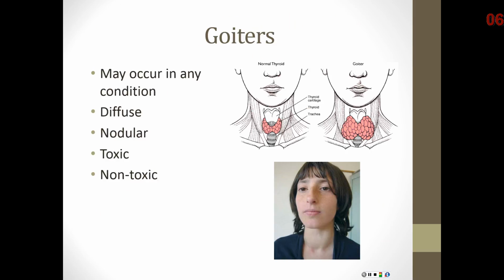Just a little bit about goiters. Goiters are enlarged thyroid glands. That's all they really are. It's an increase in the size of the gland. They may be diffuse, which means the entire gland is enlarged. They may be nodular. Nodular refers to lumps or bumps that can be palpated when you feel the gland. And it also may be an enlarged gland that is asymmetrical. So it may be that only one portion or one side of the gland is enlarged.